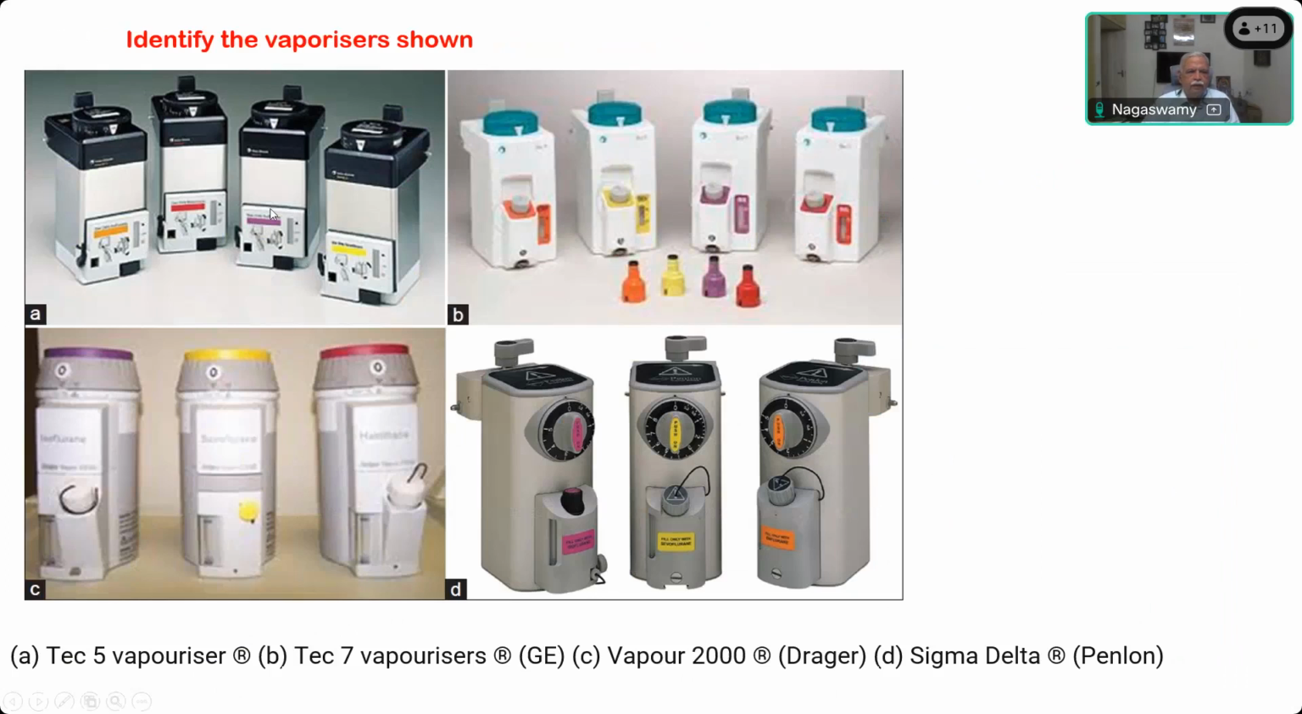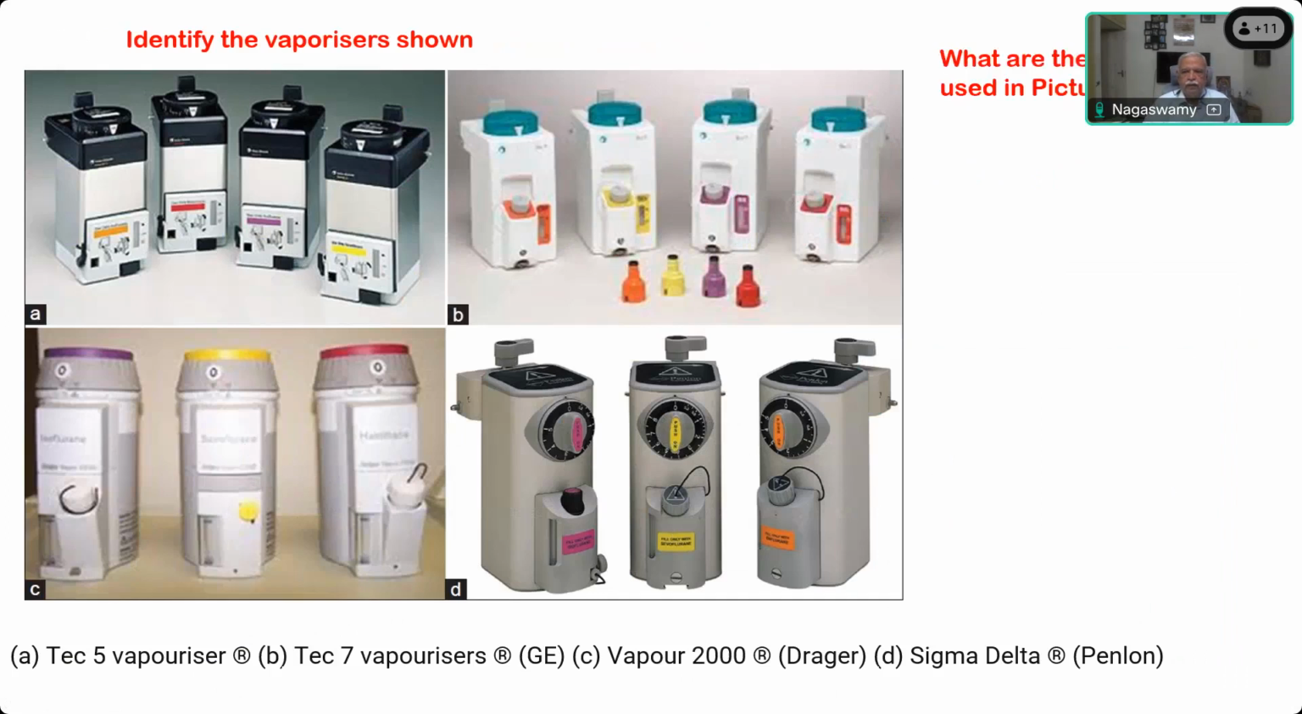Okay, this is Tec 7, another improved advanced version. And this is called the Drager Vapor 2000. And this is called Sigma Delta or Penlon vaporizer. I just thought these are all the common models that will be available.